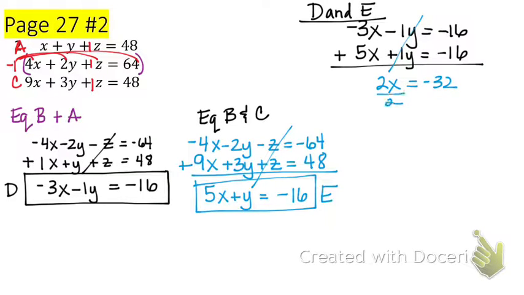So what did you get for X? Anybody else get negative 16? I heard one person. Anybody else get negative 16? All right, so we got X. So the next thing we want to do is find Y. Now, in order to find Y, we can use either one of these. So I think I want to use this one because the 5 and the 1 are positive. So go ahead and use this one to find Y.